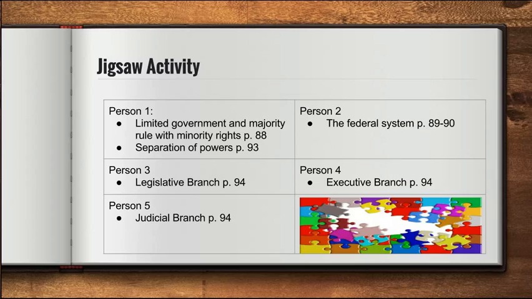Once that decision has been made, each person is going to read their section. Each is only about 2 or 3 paragraphs long. And then, here's the important piece, each person is going to summarize this information for their group.